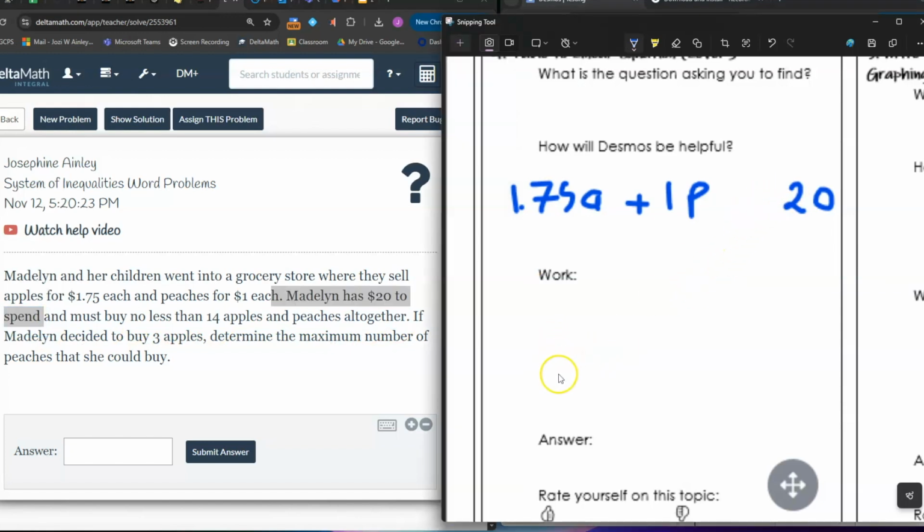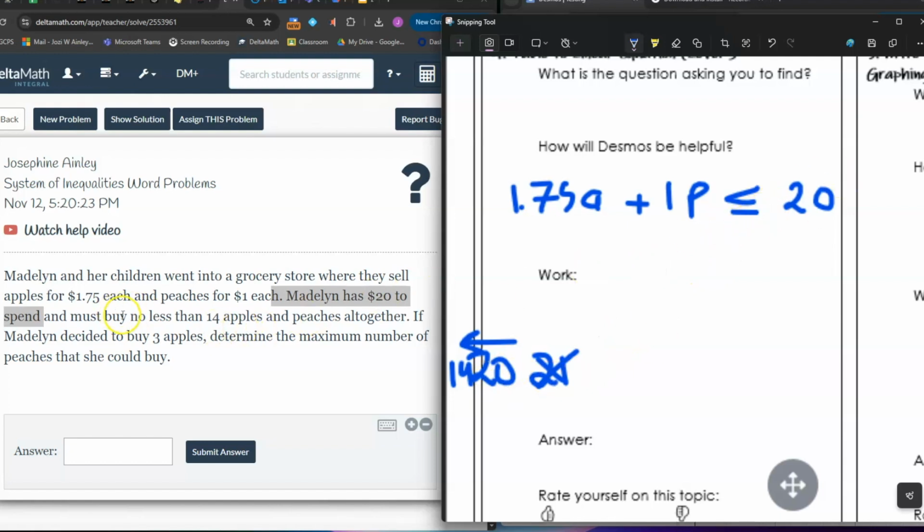So can she spend 21? No. Can she spend 20? Yes. So she can't spend 21. Can she spend 19? Yes. So it's going this way, and look at my arrow like that. I'm going to include the 20 because she can spend 20.